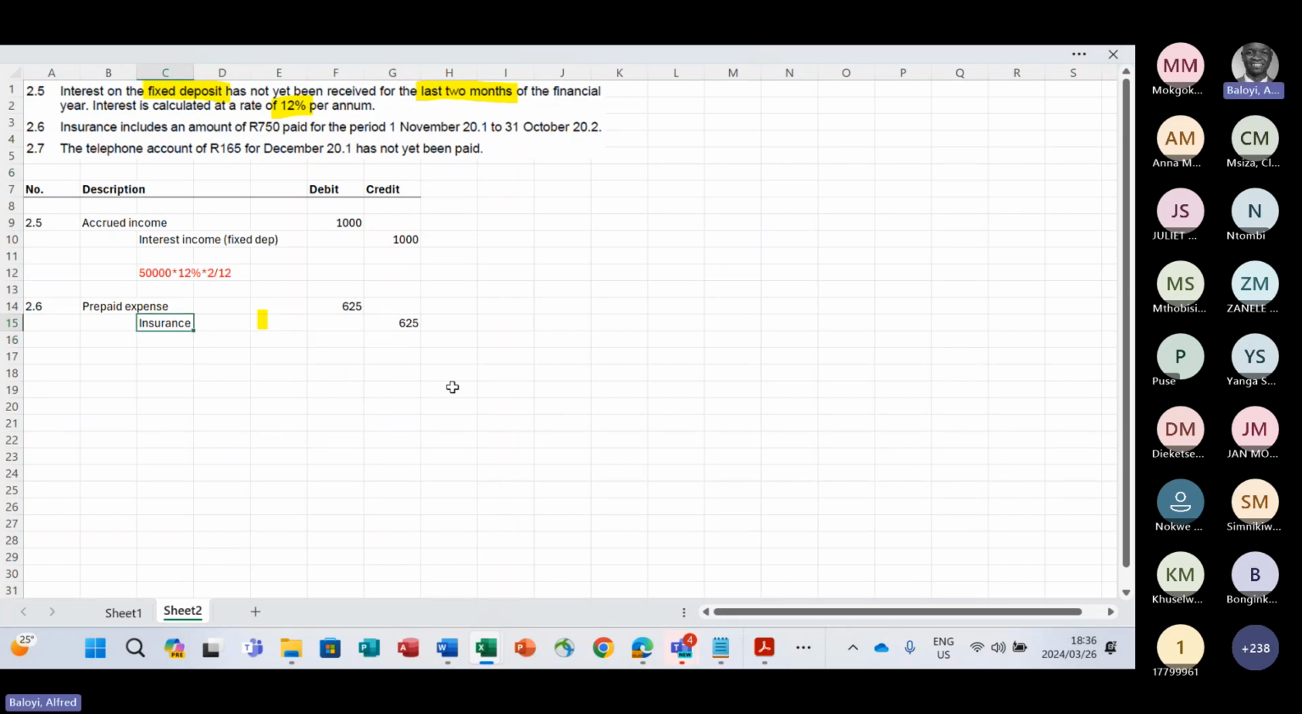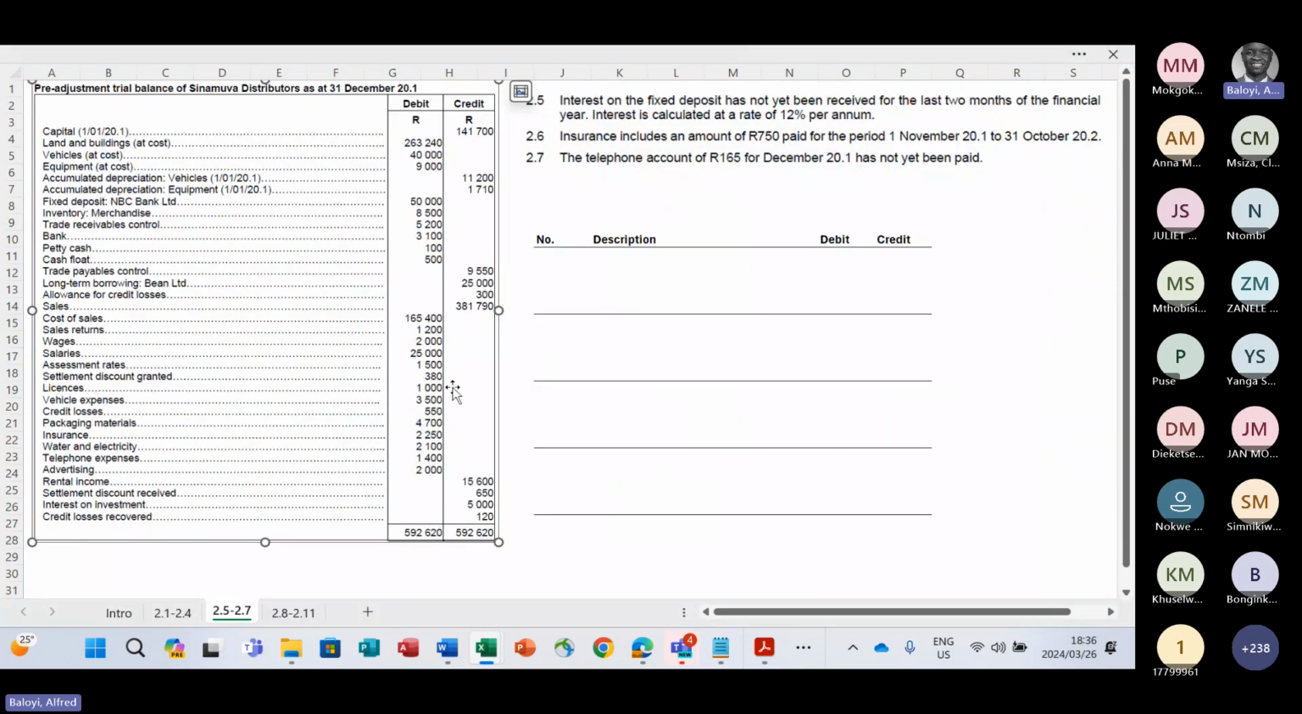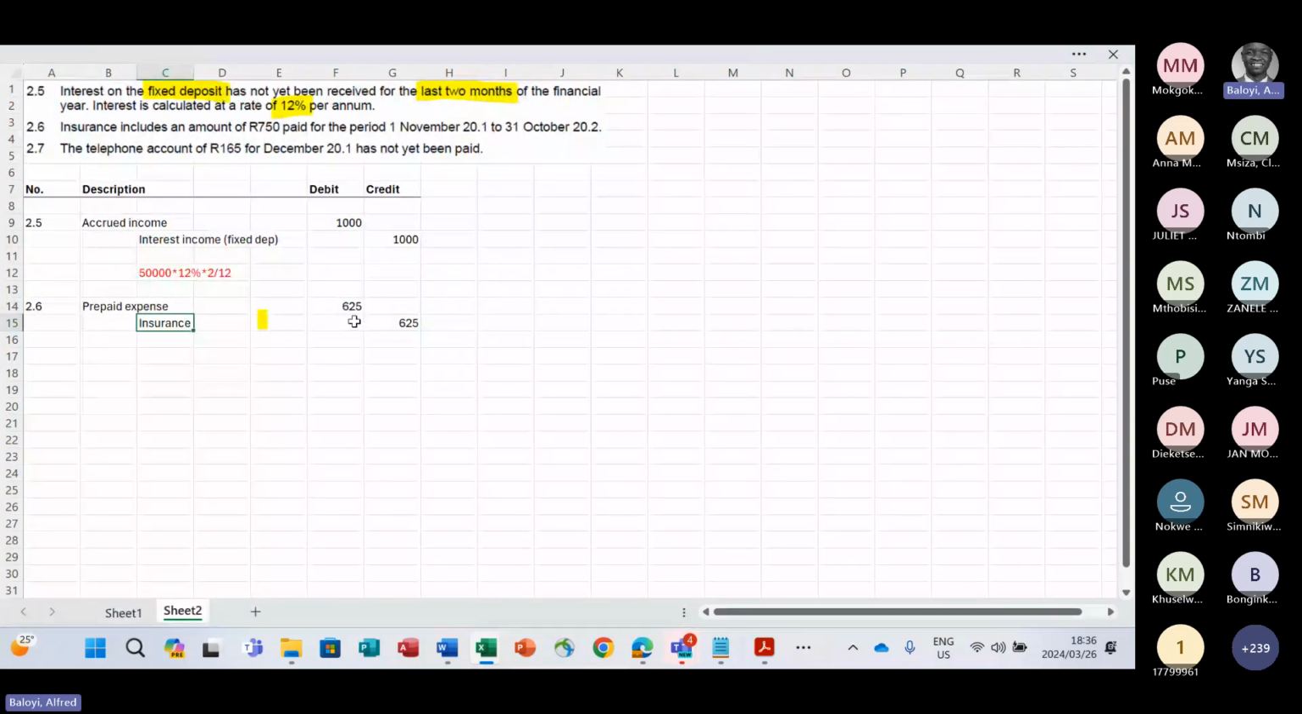So basically what happened is that if you look here at the insurance amount of this 2,250, there's an amount of 625 that was paid for the 20.2 financial year. So that's the difference between prepaid expense and accrued expense. Prepaid expense will be an asset. It will be debited because it's an amount that will be incurred in the following year.